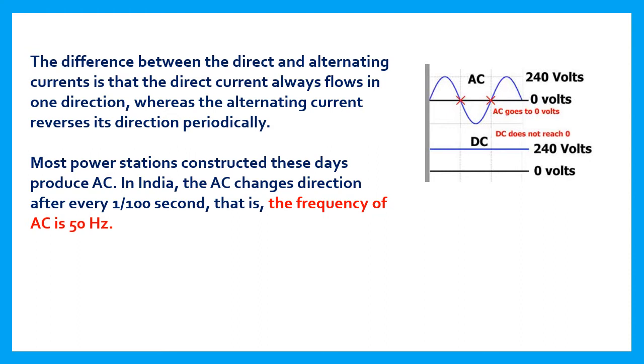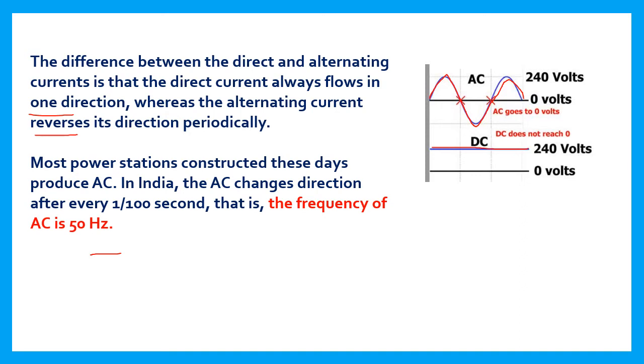The difference between direct and alternating current, between DC and AC, is that direct current always flows in one direction, whereas alternating current flows periodically in reverse direction, changing between plus and minus. In the picture you can see this is AC current, it is changing between plus and minus. And this is DC current, it is unidirectional, it doesn't change its direction.